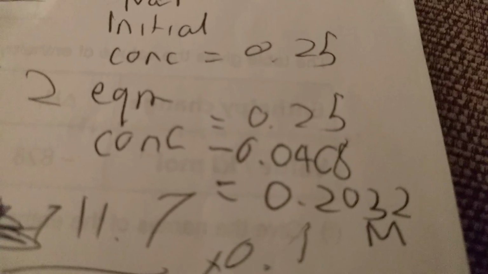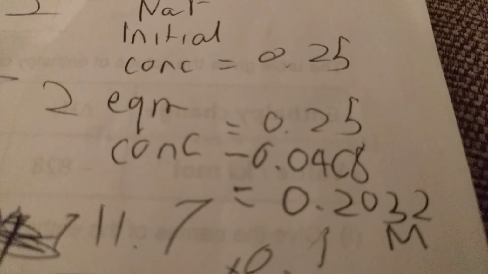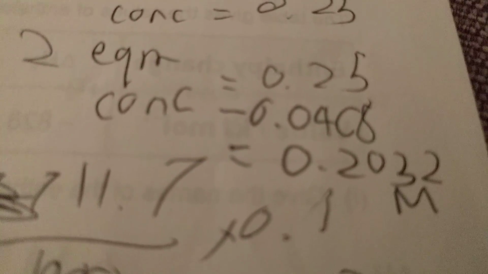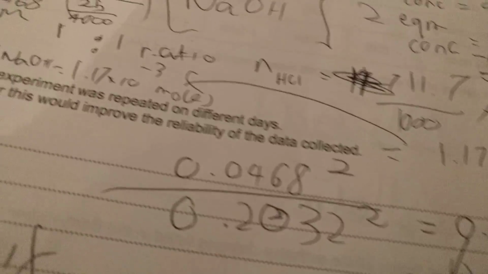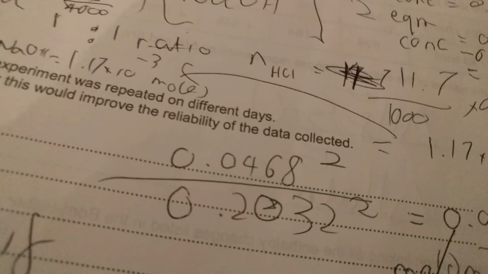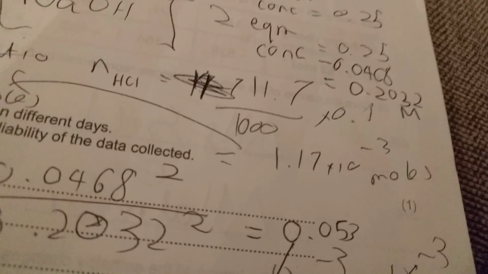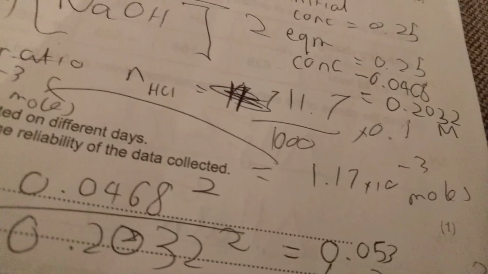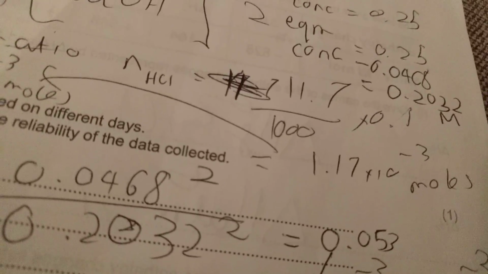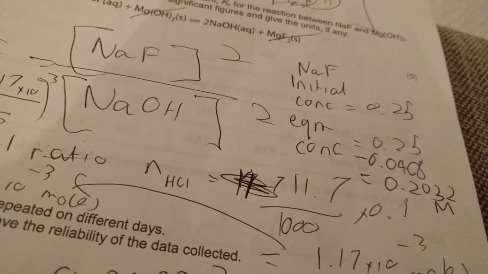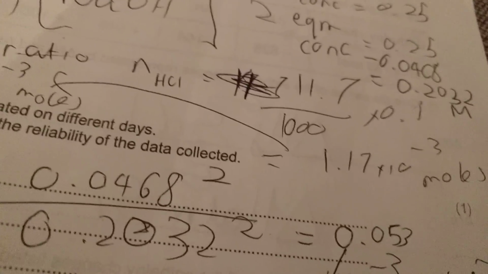So therefore my equilibrium concentration is 0.2032. So my calculation is 0.0468 squared divided by 0.2032 squared. And that gives me an answer of 0.053. That is my fourth mark. My fifth and final mark is for working out what the units are.